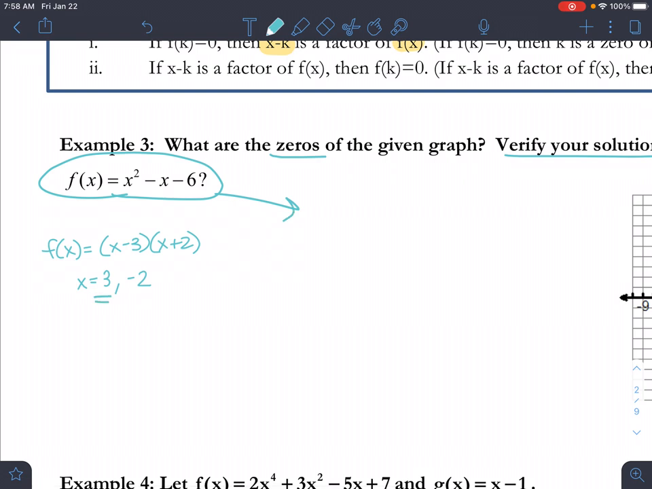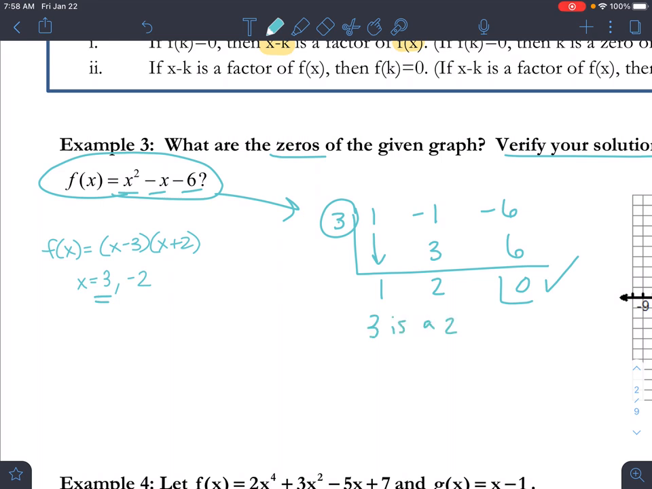What if I said, is 3 a 0? So if I put 3 out here, 1, negative 1, negative 6 for those 3 coefficients. I bring down a 1. 3 times 1 is 3. Negative 1 plus 3 is 2. And 3 times 2 is 6. Negative 6 plus 6 is 0. This means 3 is a 0, or root, or x-intercept. It also means x minus 3 is a factor.